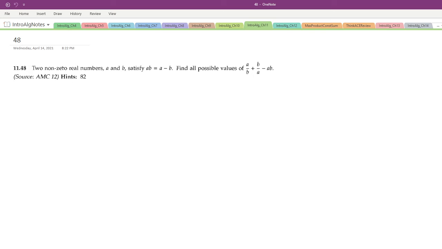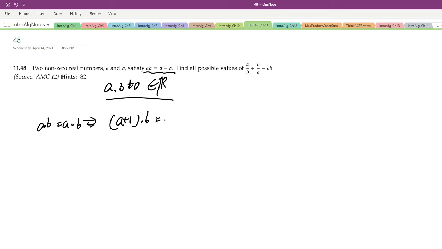Two non-zero real numbers a, b do not equal 0, belonging to the real numbers. We want them to satisfy ab equals this, and we want to find this value. We can solve a in terms of b, or solve b in terms of a. From ab equals a minus b, we can see (a plus 1) times b is equal to a. Then we can solve b is equal to a over a plus 1.